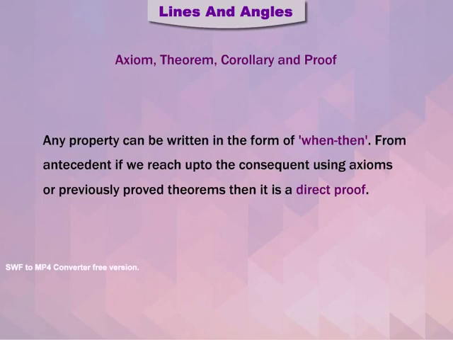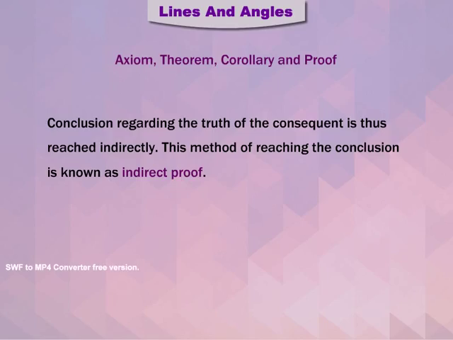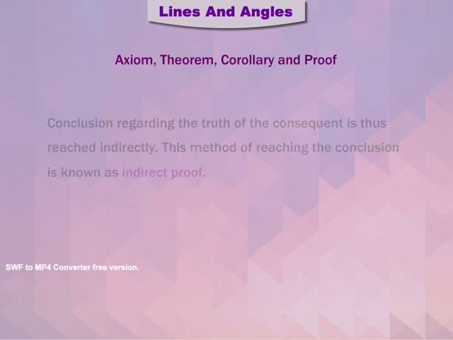From antecedent, if we reach up to the consequent using axioms or previously proved theorems, then it is a direct proof. When we deny what is given in the consequent and proceed logically and arrive at a step which either contradicts what is given or some well-known fact, then we agree that the consequent is true. Conclusion regarding the truth of the consequent is thus reached indirectly. This method of reaching the conclusion is known as indirect proof.